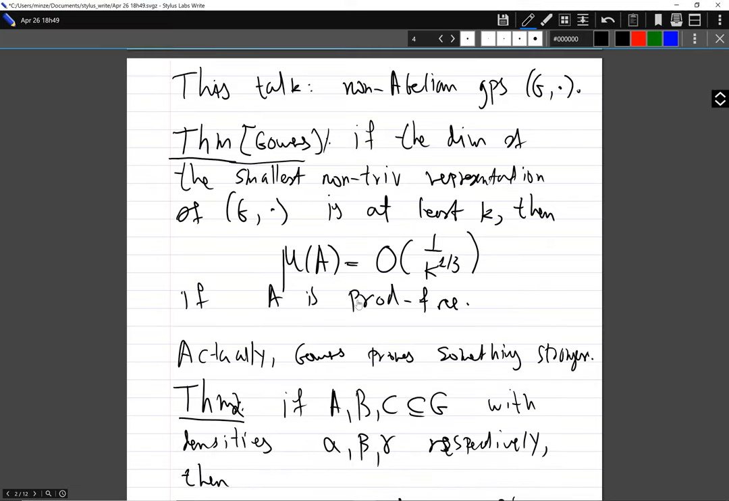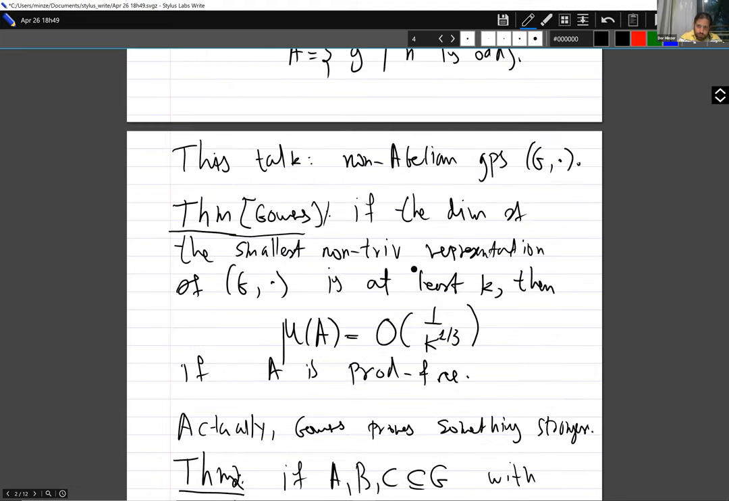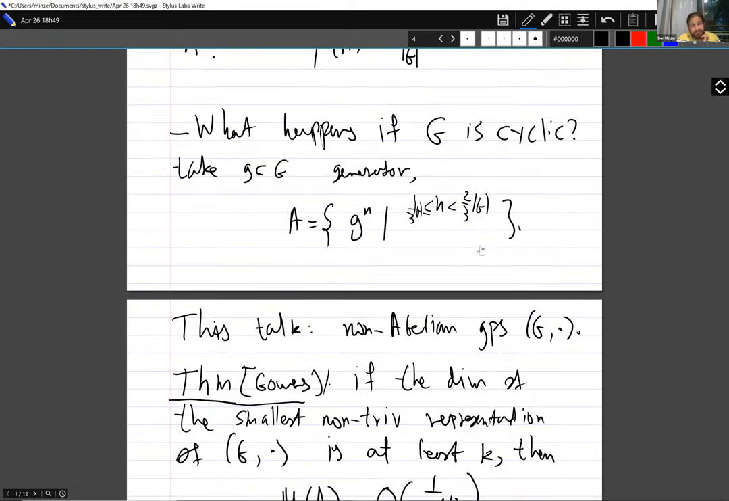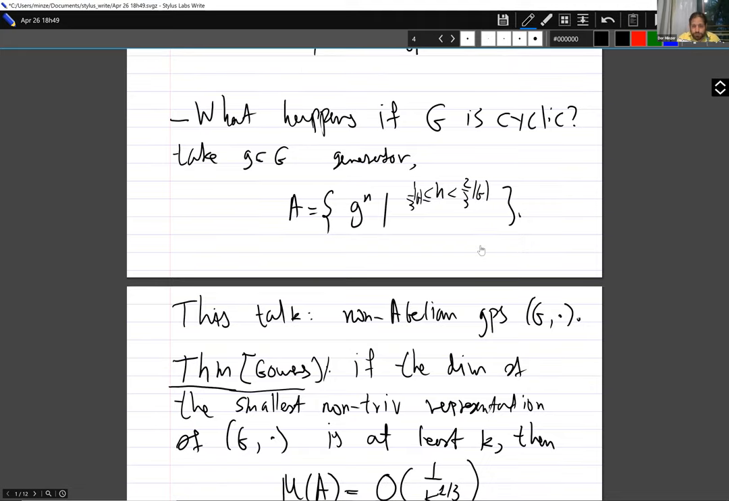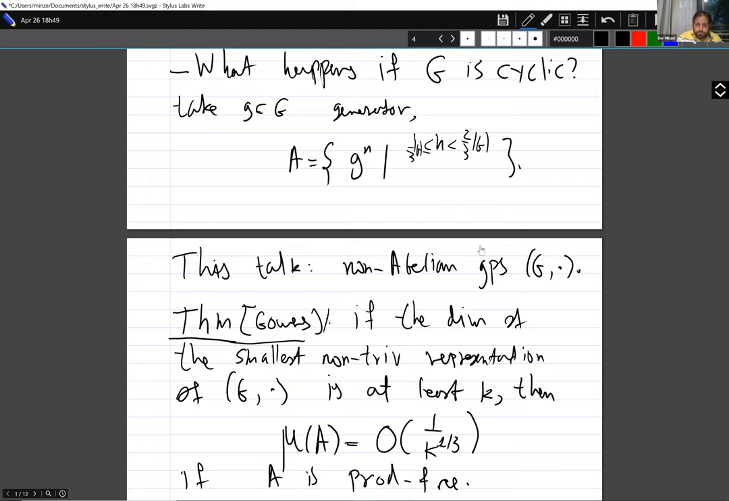The largest density is a third, right? When you've got a cyclic group of prime order. Yeah, okay. So probably I need to say something like that: like n is between a third of g and two thirds of g, something like that. Maybe. Okay, I need to think about it, but thank you for the comment.